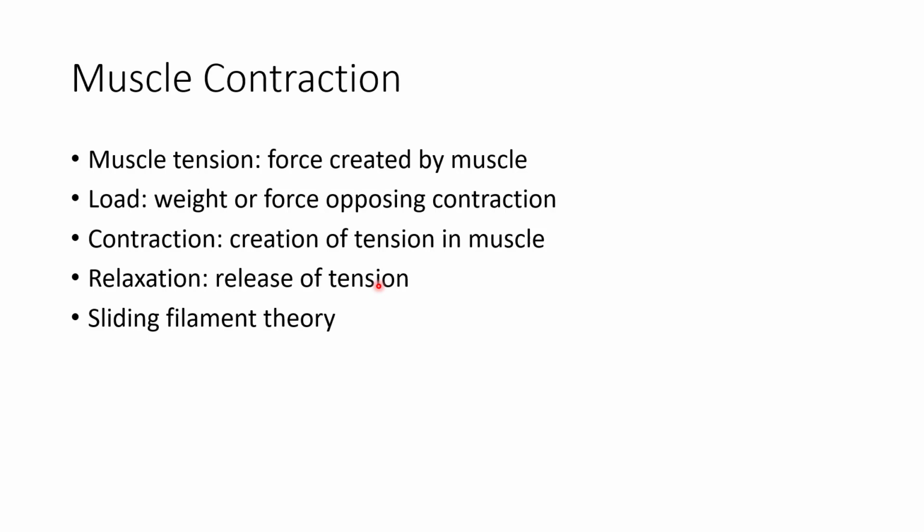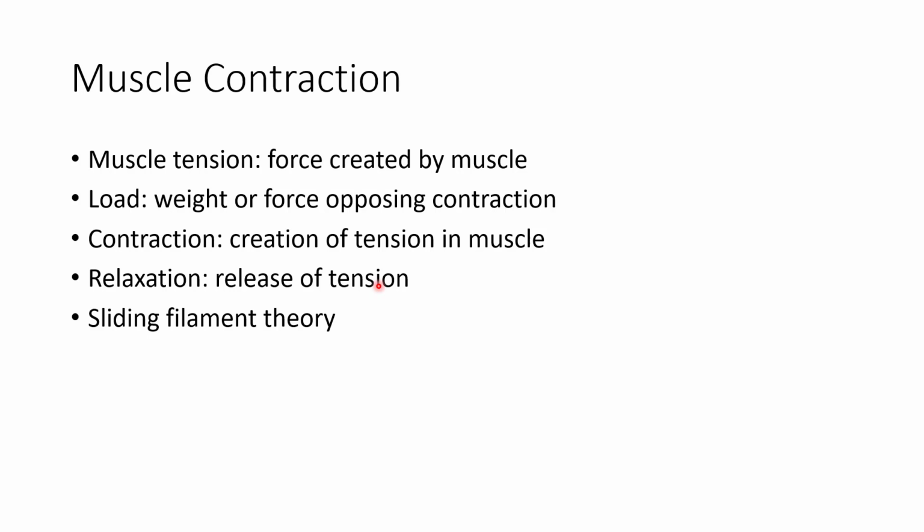When we contract our muscles, we are generating a muscle tension. As those filaments slide past each other, the force that's created by that muscle we call the muscle tension, and with that force, we then can provide energy to lift a load. So a load would be the weight or force that's opposing that contraction. So every reaction has an equal and opposite reaction. If we create a tension, then there must also be a load that forces back.